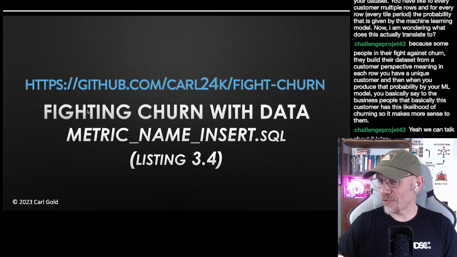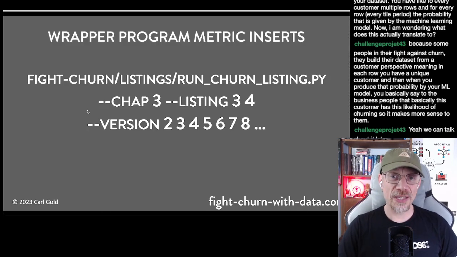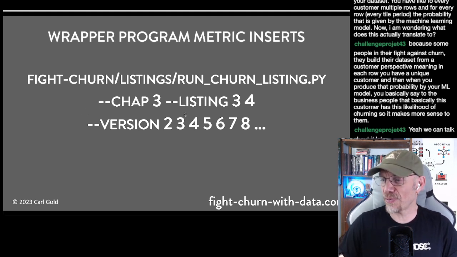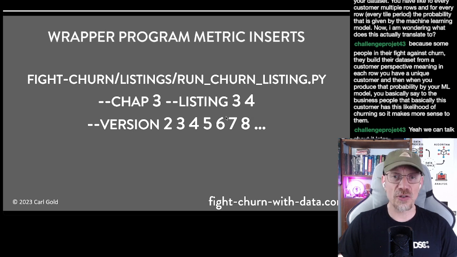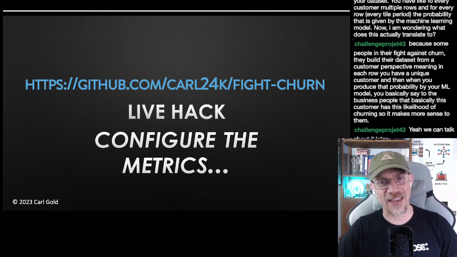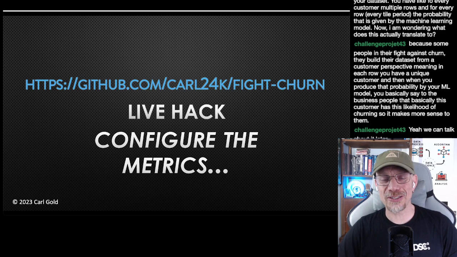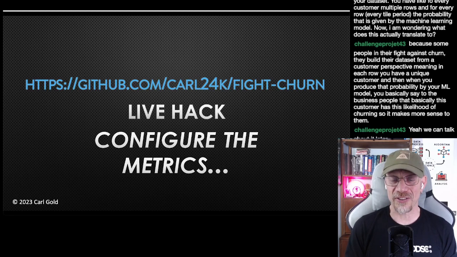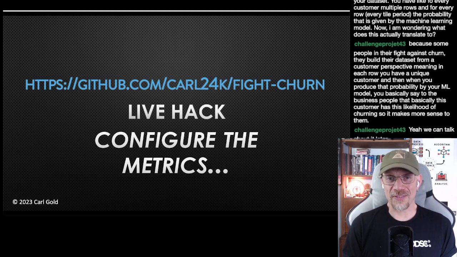Let's see. The next step was going to be actually running the program to insert the metrics. The way you can run this in Fighting Churn with Data for the social network is to use chapter 3 and do listings 3 and 4, and versions 2 through 8 are the book listings. But now I'm going to do something slightly weirder, which is I haven't actually configured everything for my new data set, which is kind of annoying, but I'm just going to do a live demonstration of messing around with the Fighting Churn with Data configurations to set them up.